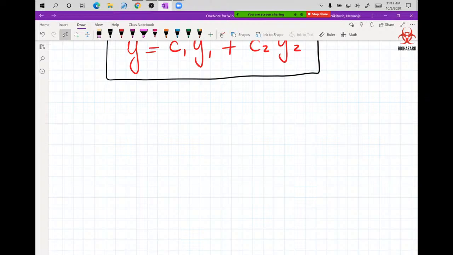So in order for us to be able to solve and get those particular solutions, we have to use two initial conditions.